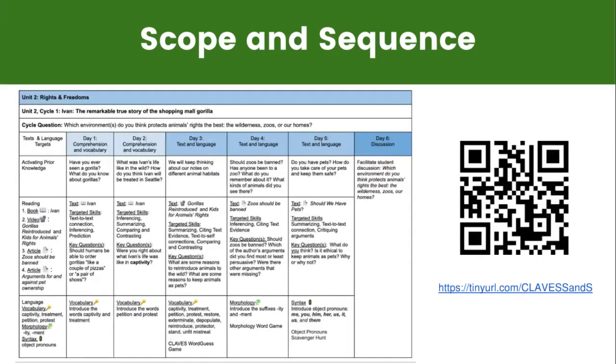So, another resource we wanted to provide, which has a bird's eye view of each of the units, is the scope and sequence. And you can find this particular document through this QR code, or it's on the website. We wanted to provide something that helped you see what the progression was for each lesson and how the units are tied together.